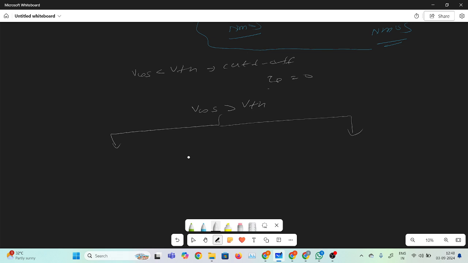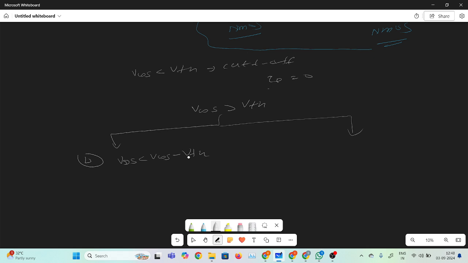One is the linear region. How? VGS greater than VTH, and simultaneously VDS less than VGS minus VTH. This is the condition of the linear region.